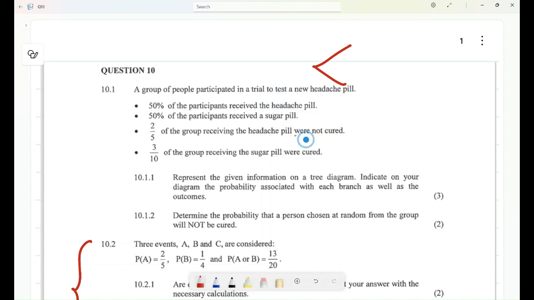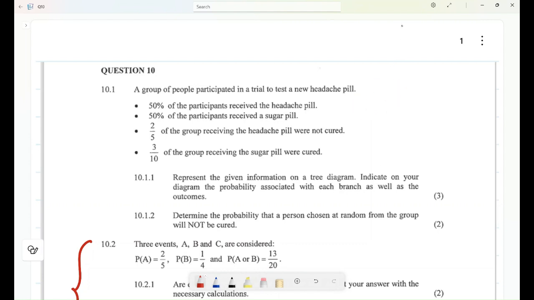So the first information we have is with regards to the pill. Remember, the pill is independent of the cure, but the cure depends on the pill. What do I mean? Your cure depends on the pill that you take, but the pill does not depend on whether you get cured or not. The pill does not care. So you have to draw a diagram, and they say represent the information on a diagram and indicate the probability associated with each branch.